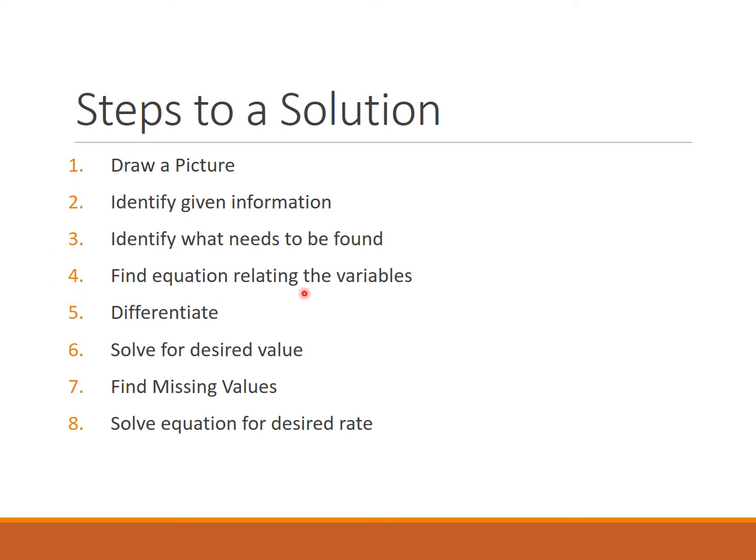Because a lot of the time, with these related rates problems, they can get pretty complicated, and we don't want to get ahead of ourselves. So what we're going to do is follow these 8 steps every time. So we're going to go through it.